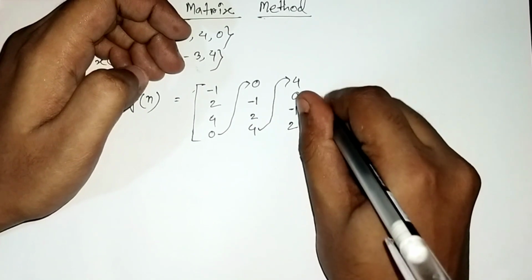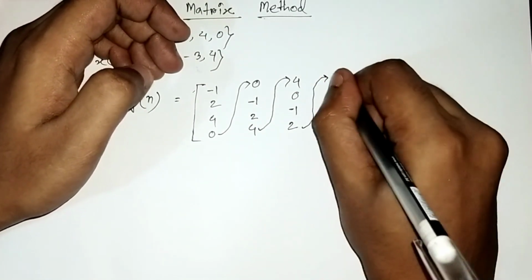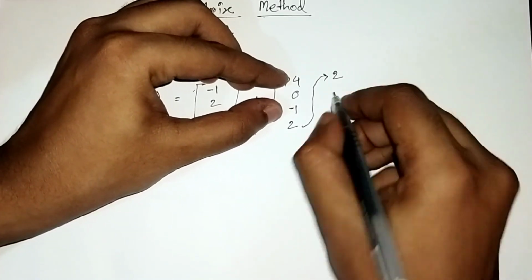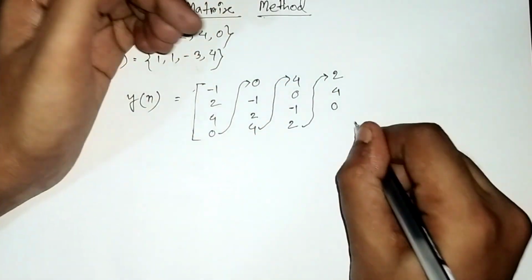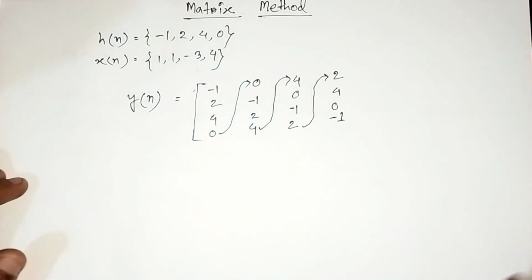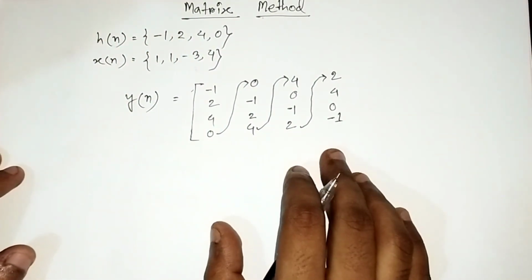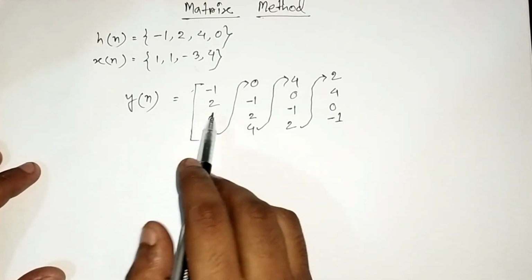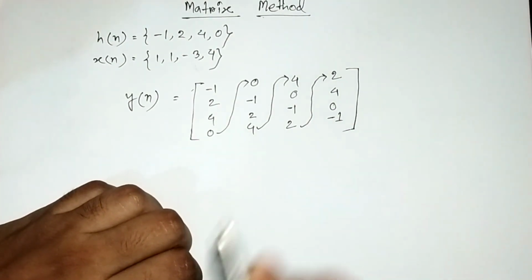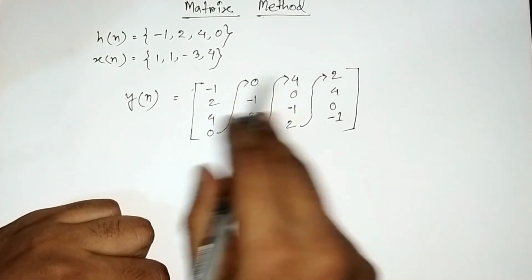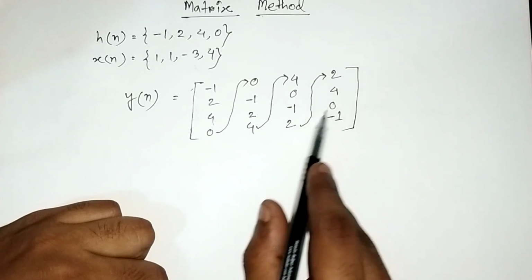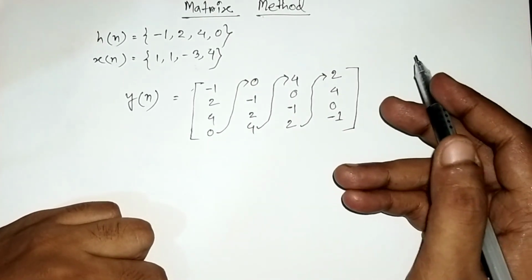Again move 2 on the upper side, and the rest of the 3, that means 4, 0 and -1 will be here. Now you have to stop. You have to stop after you have found a square matrix. Now as you can see, it has become a square matrix, and the first element has become the last element. It is also a way to say it.